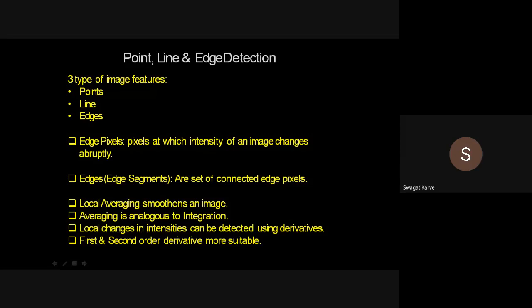Three types of image features. First type is a point, second type is a line, and third type is edges, right? In any image you can find some points, you can find some lines, or you can find some edges, that means the borders of that image, right? So these are the three basic features that are present in every image.